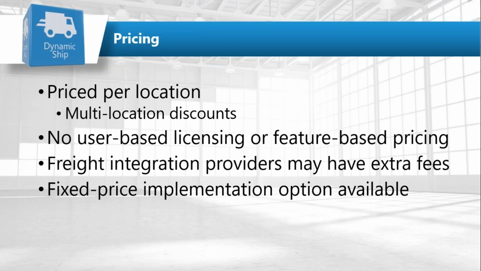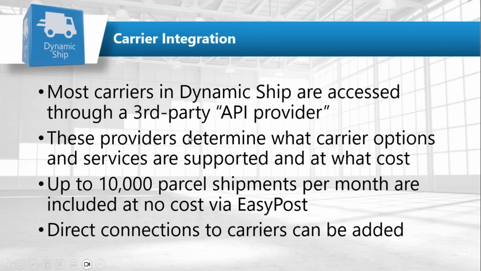So let's hit the next page here. Again, we call them API provider or freight integration provider. The default one we use for parcel shipments is called EasyPost. And if you're using Dynamic Ship, you get 10,000 shipments a month at no cost with EasyPost. If you're doing more than 10,000 shipments a month, you'll talk to EasyPost, and they'll set you up on a plan for a higher volume than that.